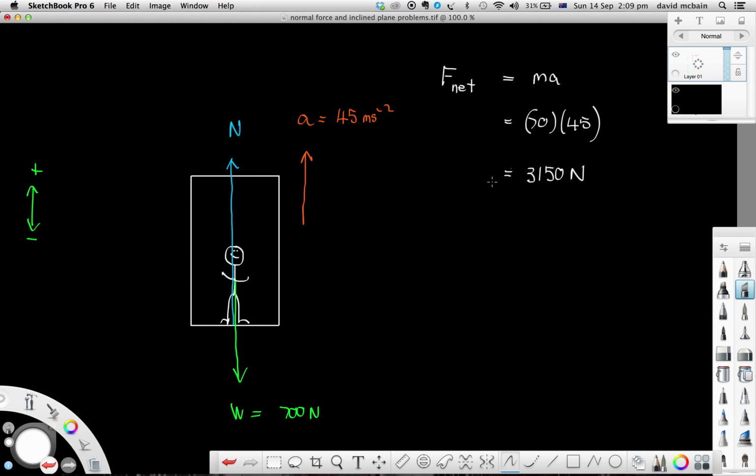Okay, so now we need to work out the value of the normal force. Well, once again, the net force is actually equal to all the forces that are acting added together. So that's going to be the normal force plus the weight force.